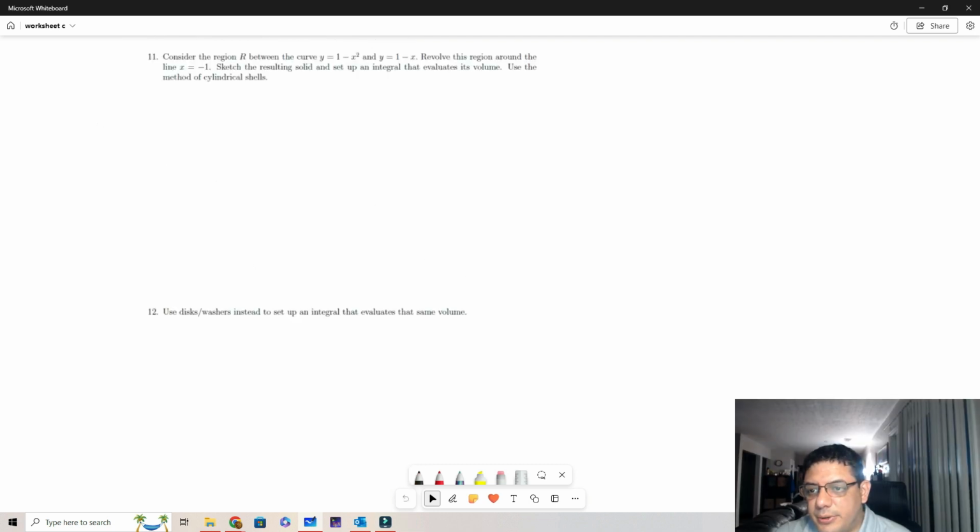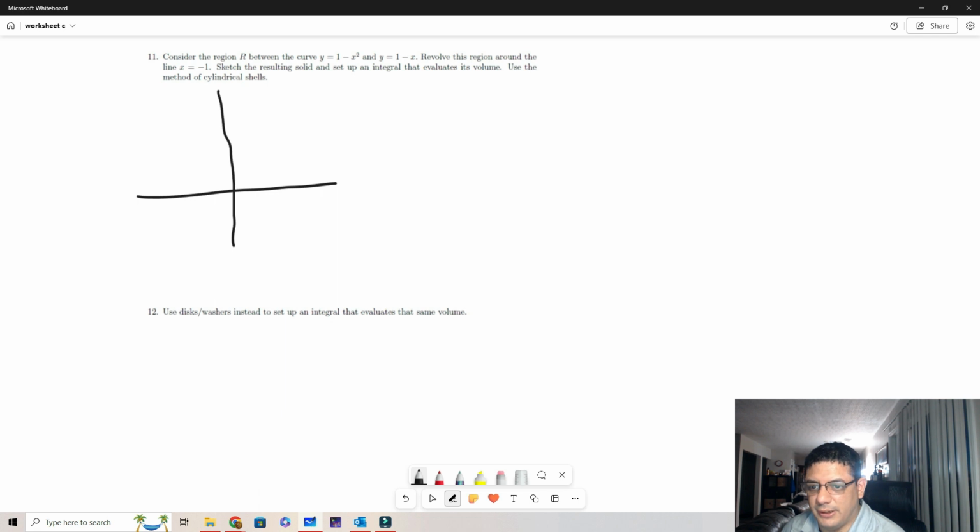All right, now we're going to transition to exercises in volume for review. So consider the region between the curve 1 minus x squared and the line 1 minus x. Normally you want to make some sort of picture to be able to tell how the function is behaving.